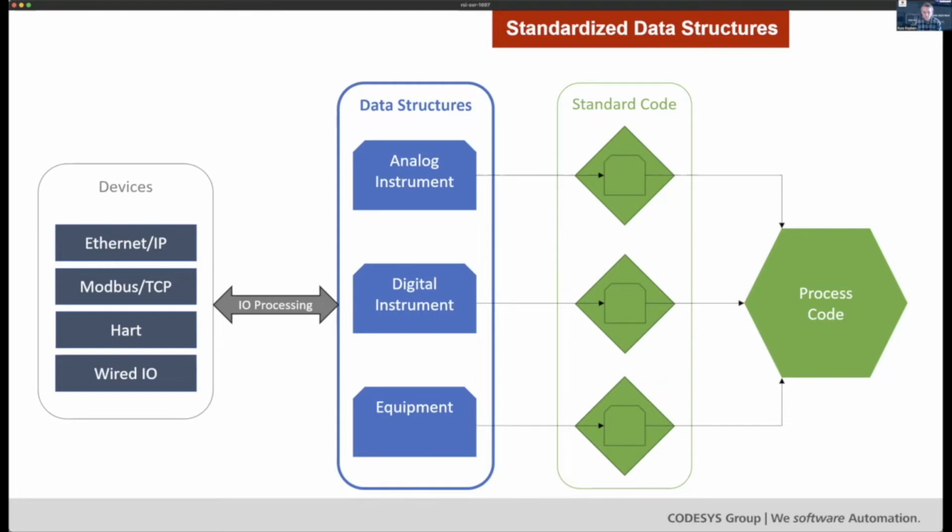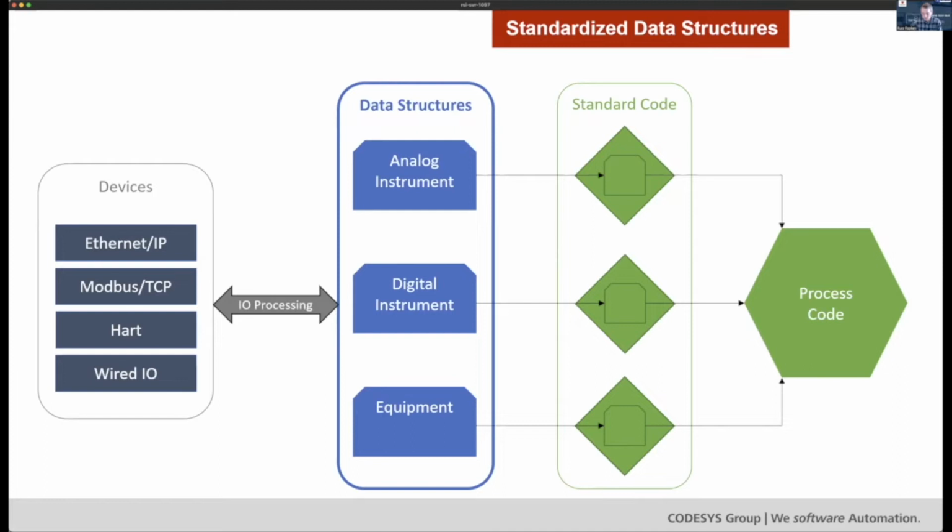Notice that we do separate out the devices, the IO. That's a separate piece where we pull in all of that device information, wherever it's coming from, hardwired IO, like I said, or Modbus or whatever. We pull all of that in, and then we have a separate piece of code that maps that hard device IO to our data structures, which separates that in the code. And we'll talk about that as we go here.